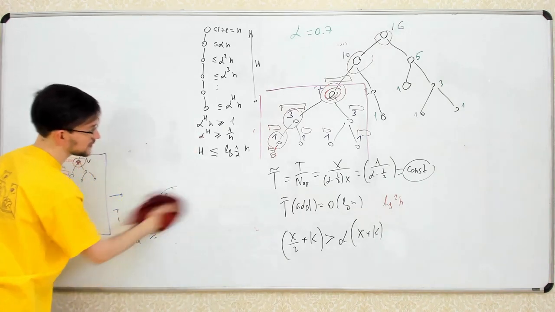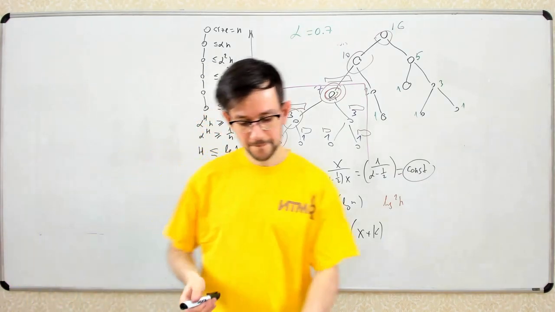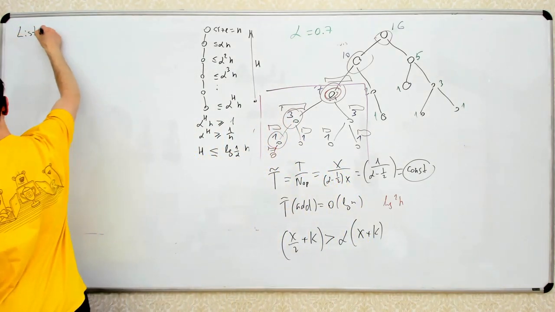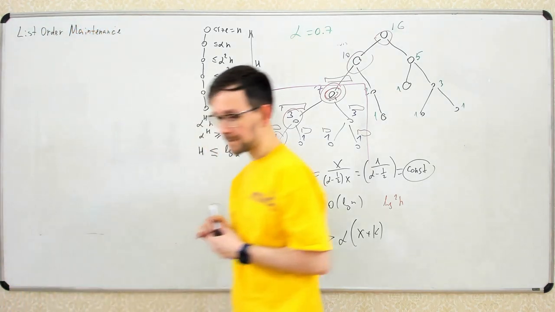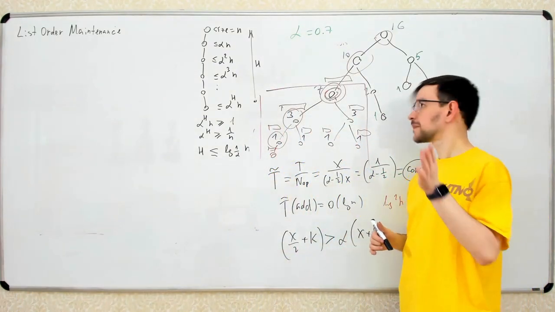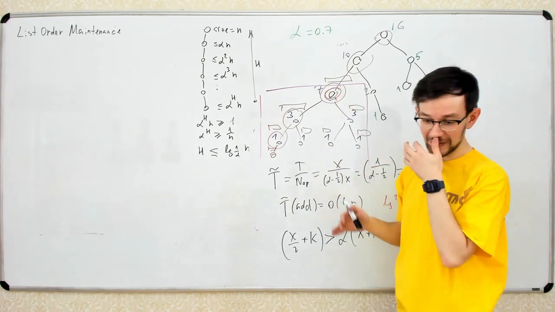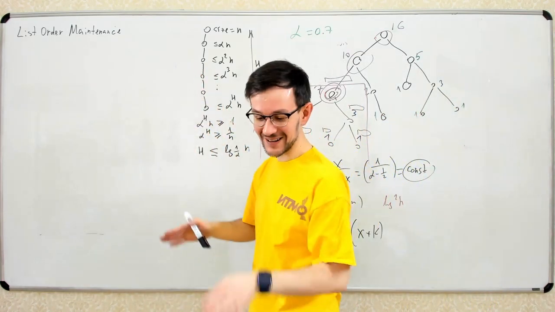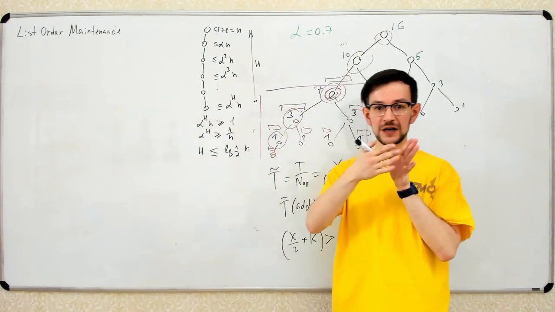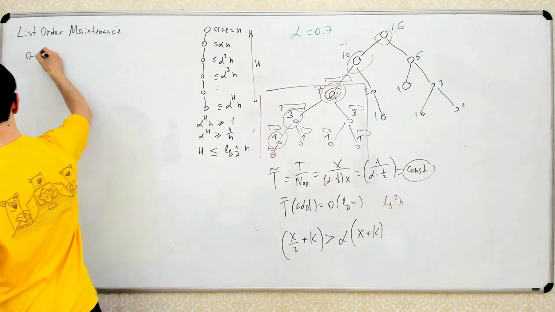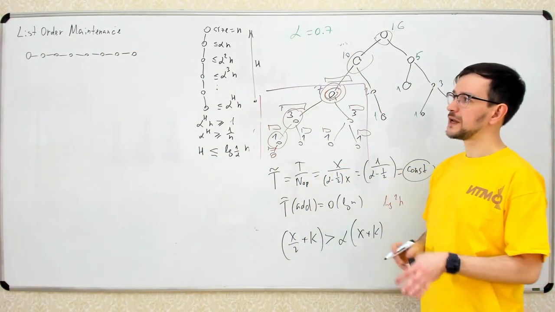So the final topic we'll discuss is list order maintenance. What's list order maintenance? It's a very cool data structure. It allows you basically to maintain the list and maintain order in this list. Very self-explanatory. So this name is actually quite informative. So what will we do? We maintain some lists of elements. So we have some list of elements, like a linked list, right?